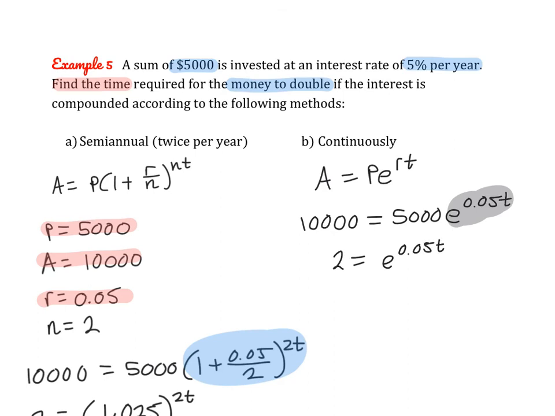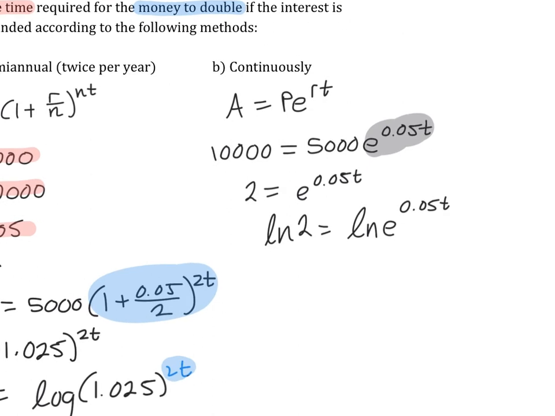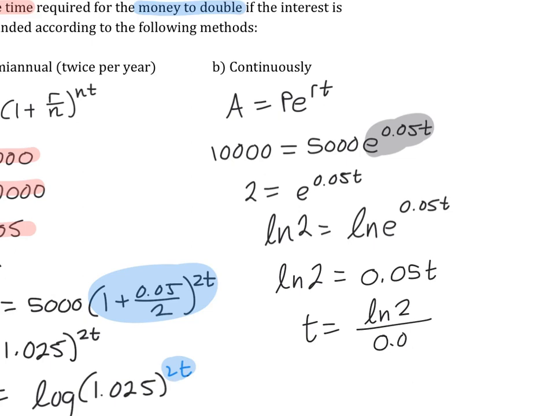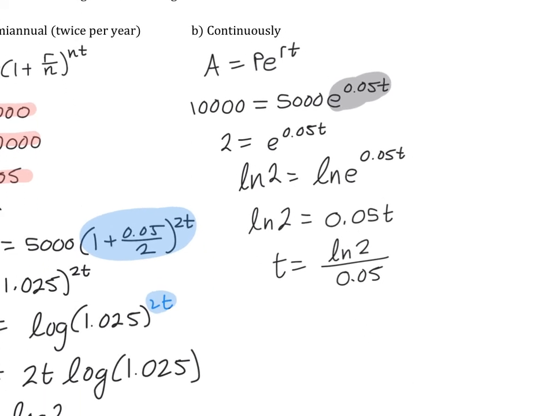Let's take the natural log of each side, so we can match with base e. So we have natural log of 2 equals the natural log of e to the 0.05t. Since I have base e, it will simplify to simply 0.05t. To finish solving for t, we can divide both sides by 0.05. From here, it's simply a matter of plugging it into your calculator for a decimal approximation, and this gives you 13.86.